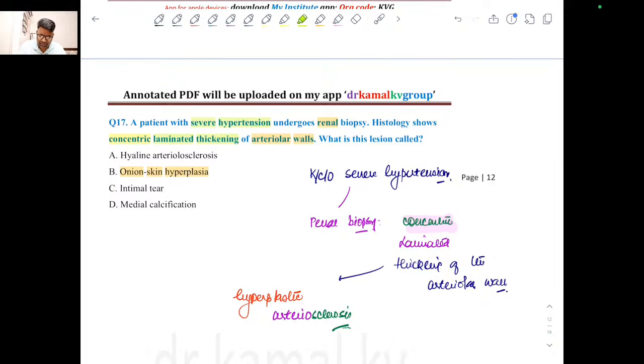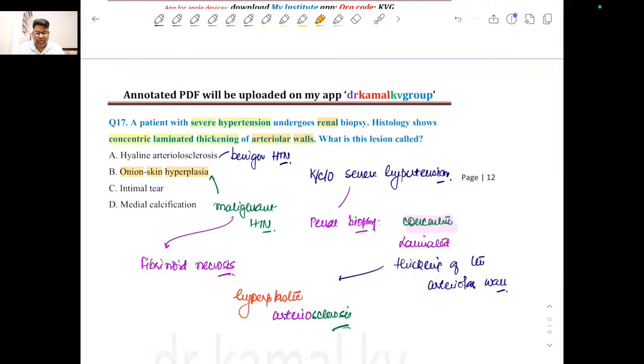Yes, you are absolutely right. So, please remember this for benign hypertension, and this you can remember for malignant hypertension. And there is one more word which you can remember for malignant hypertension, that is fibrinoid necrosis. Very good. So there are two terms for malignant hypertension. One is hyperplastic arteriosclerosis or onion skin hyperplasia, because there is concentric laminated thickening, and fibrinoid necrosis.